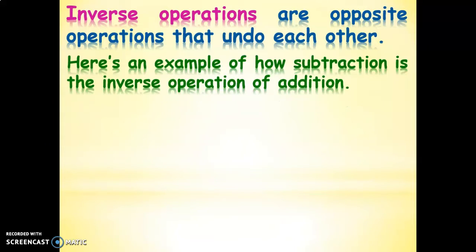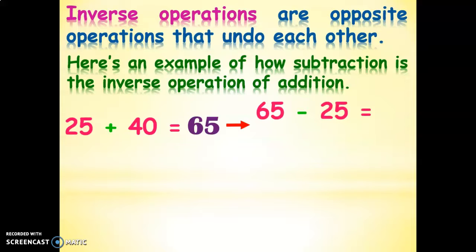Here's an example of how subtraction is the inverse operation of addition. So in the addition equation, 25 plus 40 equals 65, we can show that subtraction is the inverse operation of addition by writing 65 minus 25 equals 40, and 65 minus 40 equals 25.